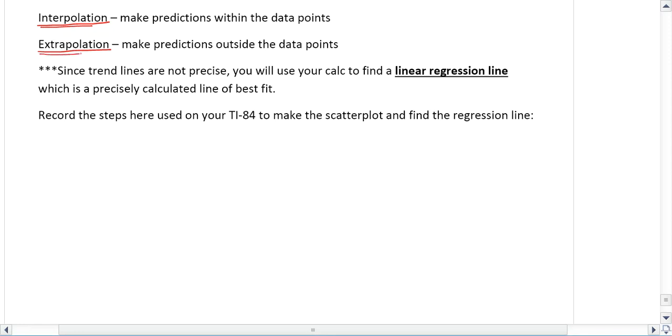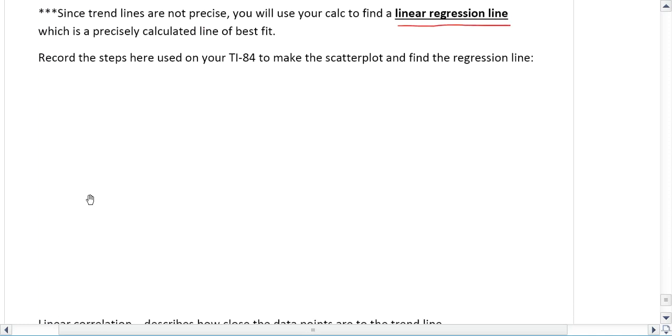than an extrapolation prediction, and mathematicians need to be aware of that. So now let's move into using our calculators to find these regression lines for us. And I would like you to record these steps so that you have them to refer to. It's sometimes hard to remember all the calculator buttons.